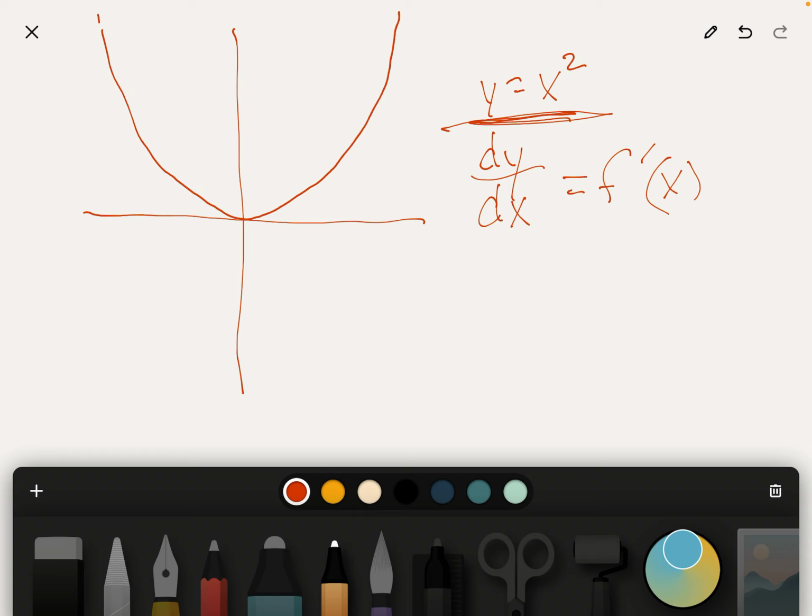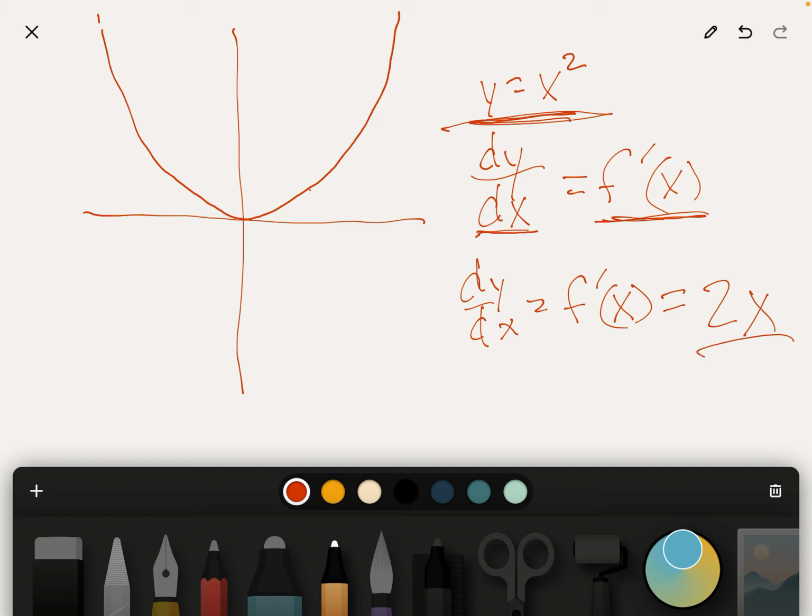And so there is a formula for dy dx, a general formula for dy dx of a parabola like this. And let me just show you what it is. Dy dx equals, again, just another name for the same thing, f prime of x equals 2x. Well, again, the key is, how do you get from x squared to 2x?